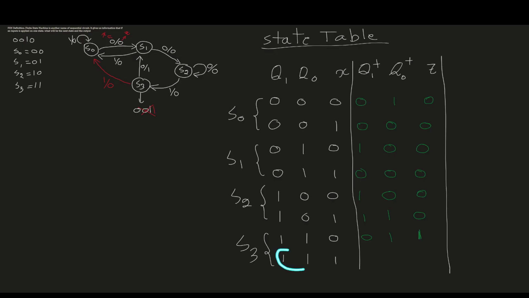Now we are in S3, 1, 1, and we enter an input of 1. So that means we go back to S0, and then the output will be 0. So the next state will be S0, which is 0, 0, and then the output is 0. So that's it for part 1. Now for part 2, it says draw the circuit using D flip-flops.